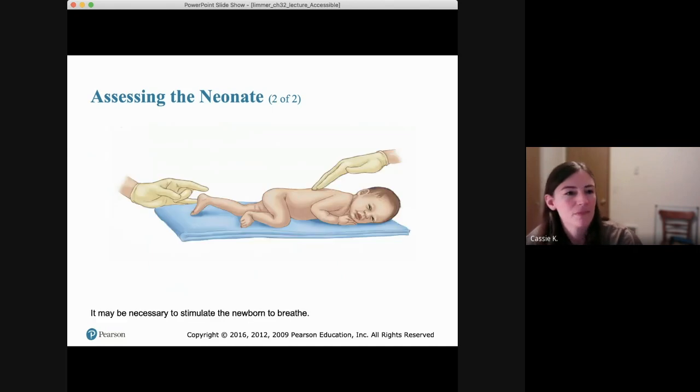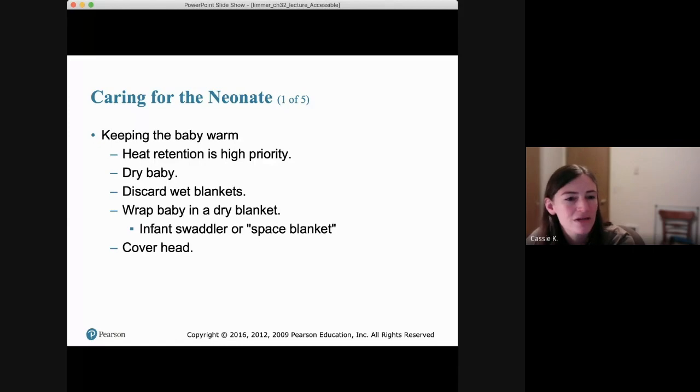All right. So assessing them may be necessary to stimulate the newborn to breathe. So flicking their heels, rubbing them, going to keep them warm. Heat retention is a very high priority. So we're going to dry them, get rid of the wet blankets, wrap them in dry blankets, cover the head.